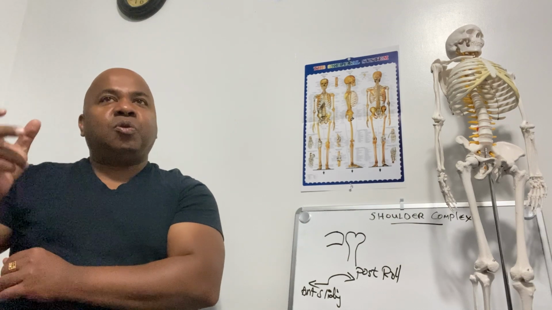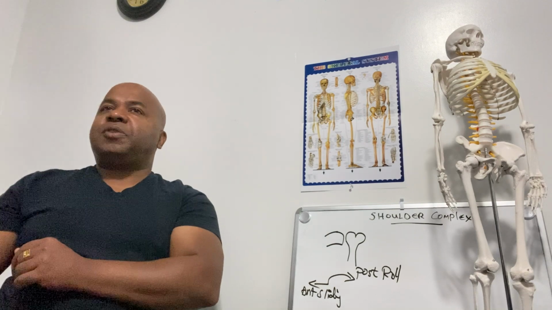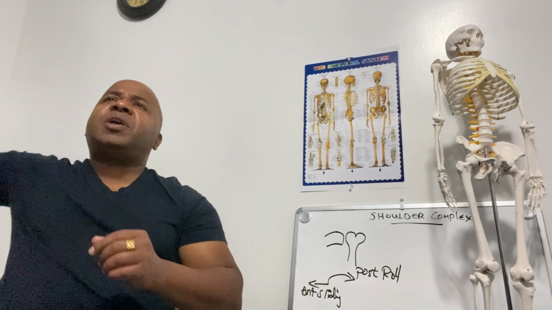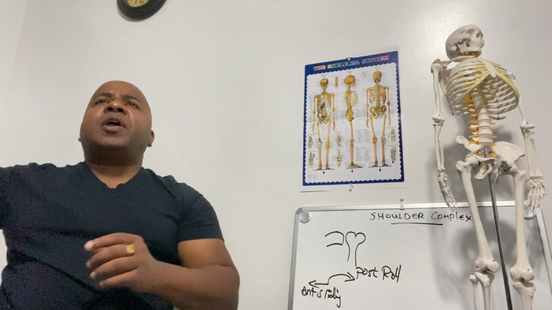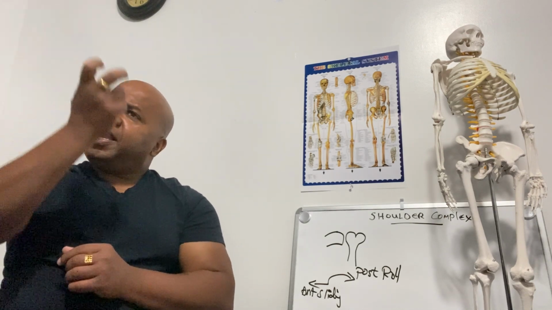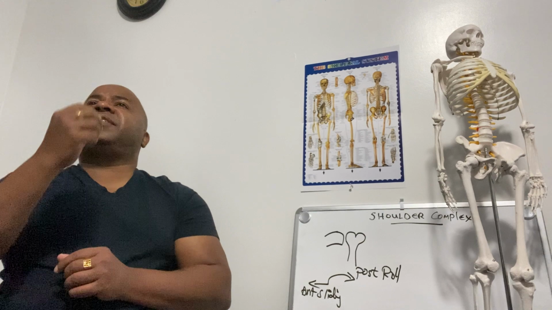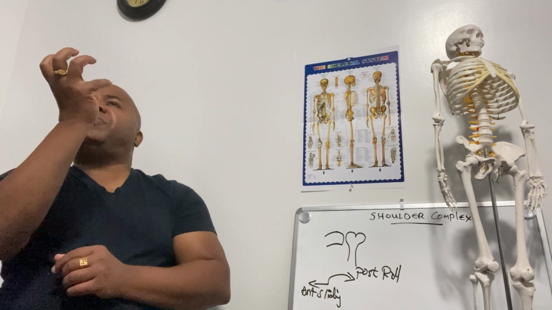The arthrokinematic movement during extension is the anterior rolling of the head of the humerus. And what is happening during abduction? What is the arthrokinematic movement? During abduction, the arthrokinematic movement is the inferior rolling of the humeral head. And during adduction, this is a superior rolling of the humeral head.